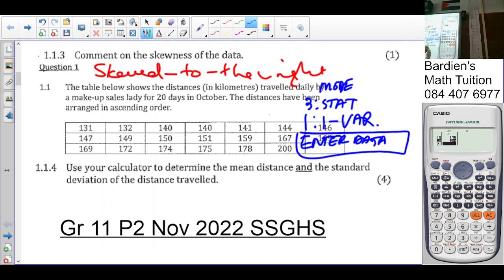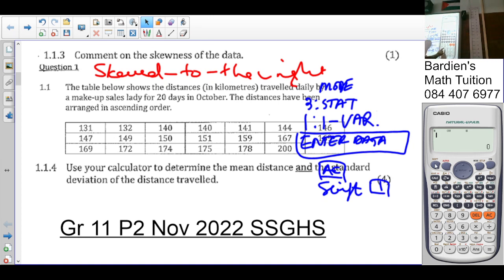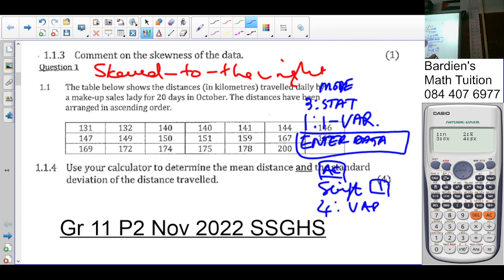Thereafter press AC, all clear. And then press shift, the number 1. Why am I pressing shift? It is to activate the yellow key on top of number 1. It gives you stat mode again. It's 4 for variance, 2 for your mean, or 3 for your standard deviation.